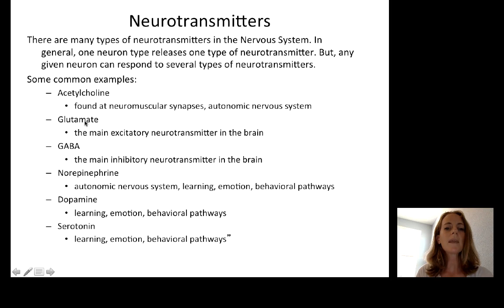So we have glutamate, which is the main excitatory neurotransmitter in the brain. We have GABA, which is the main inhibitory neurotransmitter in the brain. We have norepinephrine, which is related to adrenaline, and that is found in autonomic nervous system, learning, emotion, behavioral pathways. We have dopamine and serotonin, which are also very common in learning, emotion, and behavioral pathways.